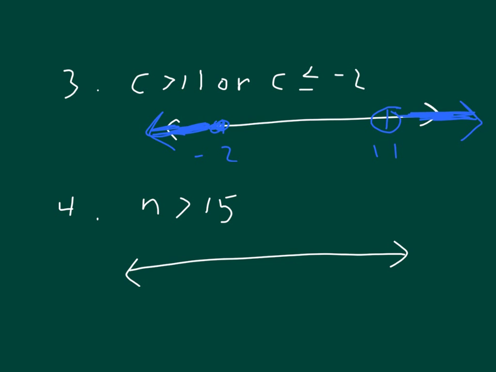And then number 4, the number is greater than 15, probably the simplest one that we have actually. So we're just going to put 15 on the number line. It can't be 15, so we circle it and we go in a greater than direction.